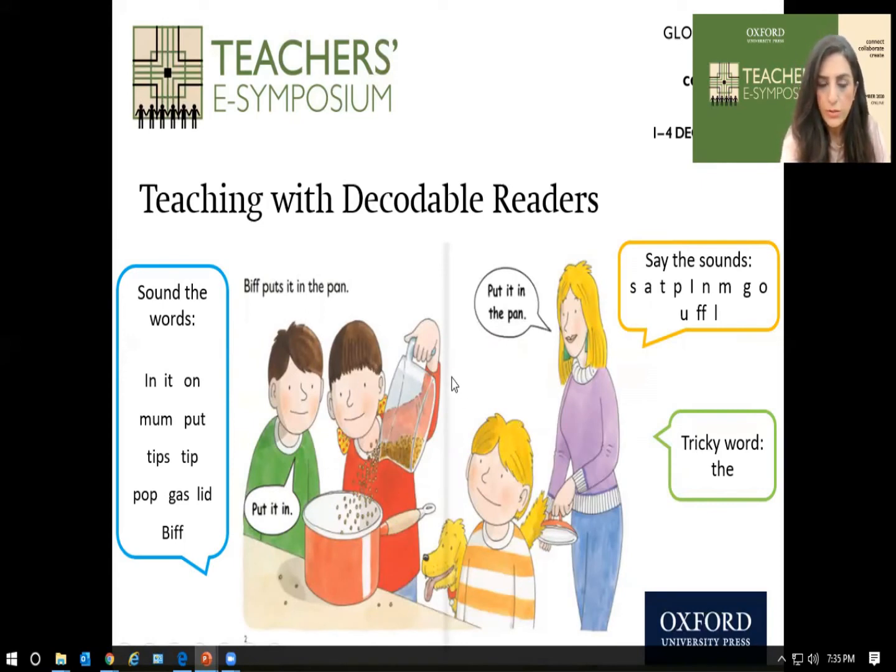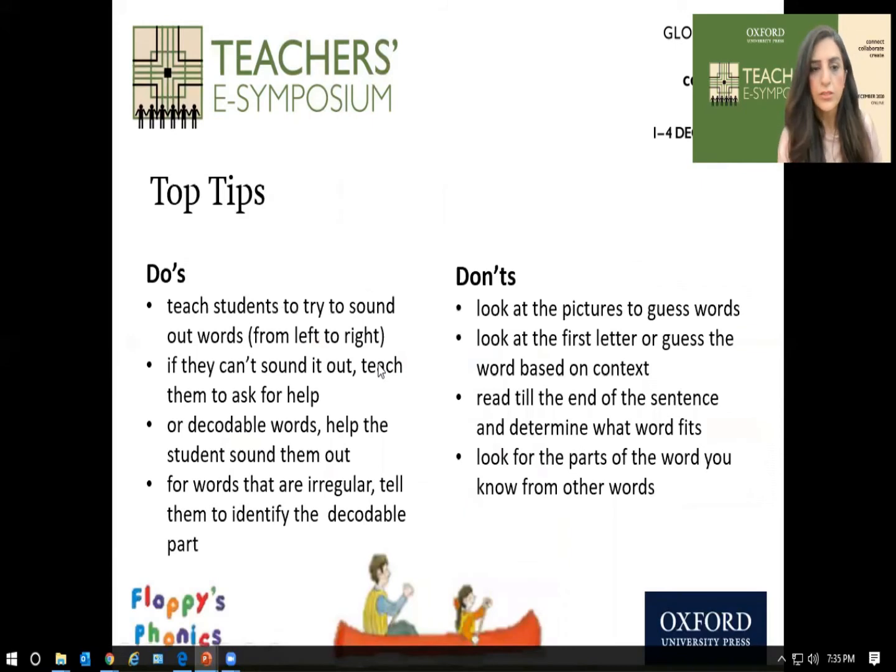And so likewise, maybe they can do some guided reading in the beginning, and then they can be reading independently. What you've got to really see is if they're following the decoding routine that you've taught them, using their index finger and then gliding it over words as they read. So here are some top tips, do's and don'ts that you need to follow when you're teaching students how to decode words. Teach students to try to sound out words from left to right.